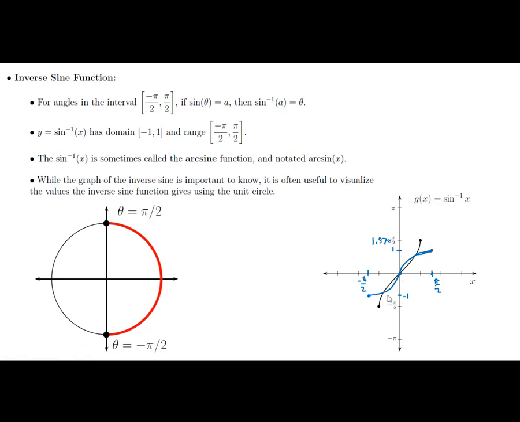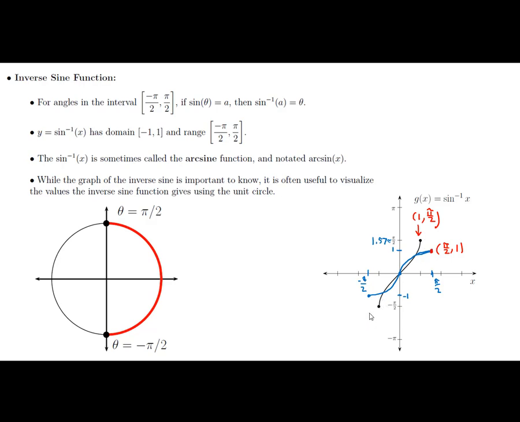For every pair that I have on the original function, I should have the x and y values swapped on the inverse. So here I've got the point pi/2, 1. But guess what this point is? This is the point 1, pi/2. Okay, so here's the graph of the sine inverse.